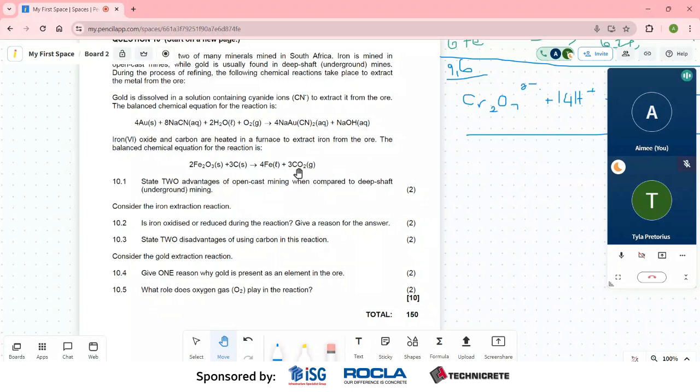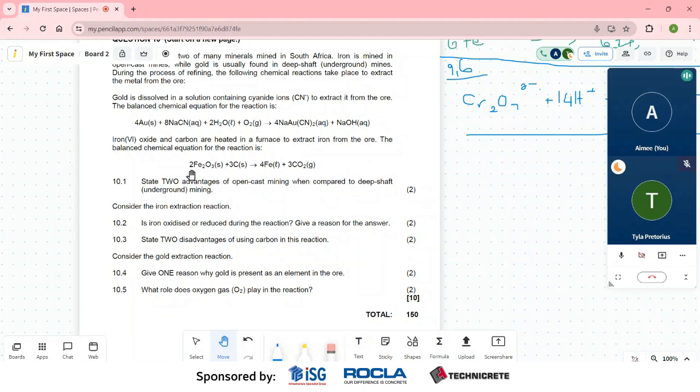Okay, 10.2, consider the iron extraction reaction. Is iron oxidized or reduced during the reaction? Give a reason for the answer. So here we're looking at the iron extraction. I've already shown you how to determine if something is being oxidized or reduced. You need to first determine what is the charge on one side of the reaction, what is the charge on the other side, and then you determine, are electrons being lost? Is this becoming more positive through the chemical reaction, or is it becoming more negative? Is it gaining electrons?